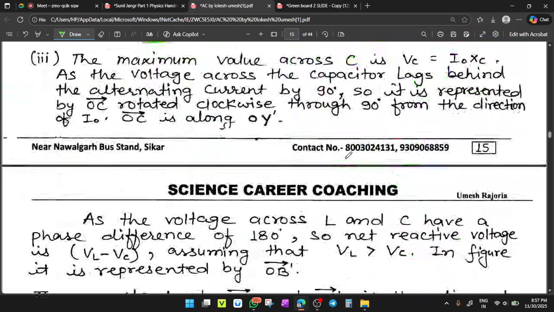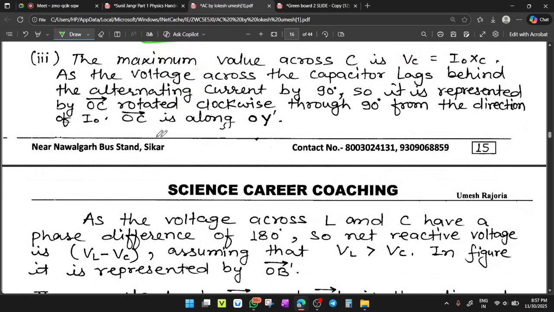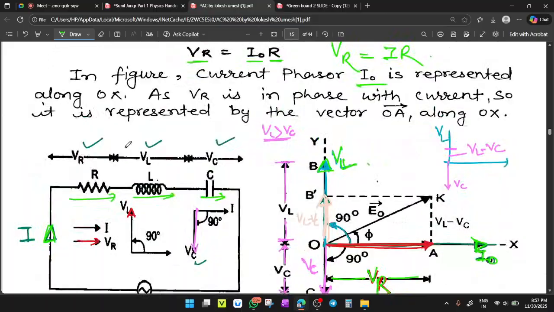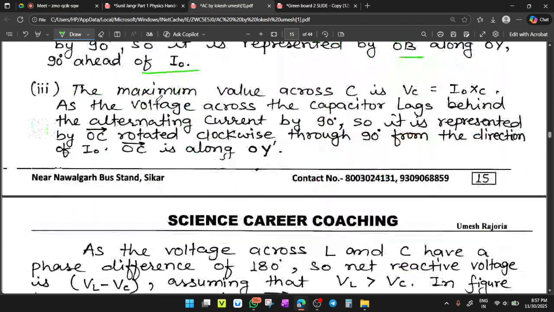Okay, and similarly, the maximum voltage across C is V_C equals I naught X_C, as the voltage across the capacitor lags behind the alternating current by 90 degrees. So it is represented by OC rotated clockwise through an angle of 90 degrees from the direction of current I naught. So OC is along OY dash. Where is OY dash? Yes, this is OY dash, towards downward.